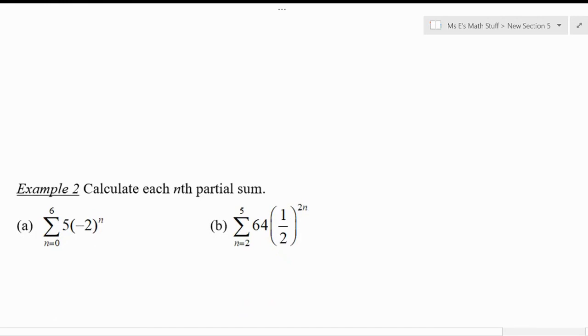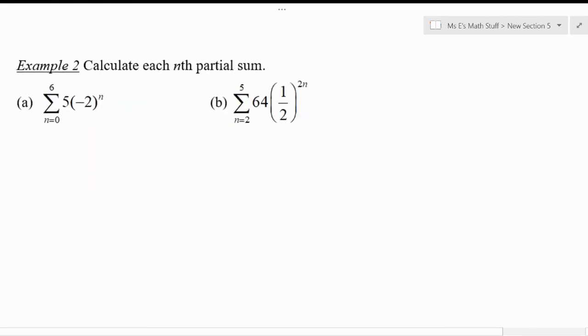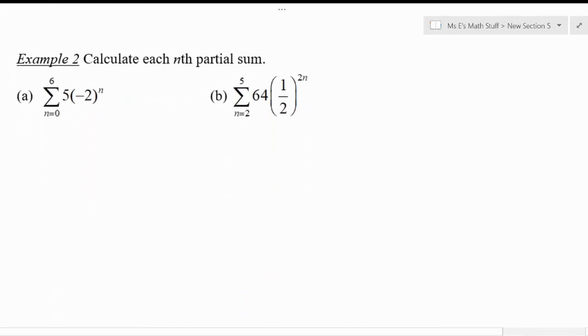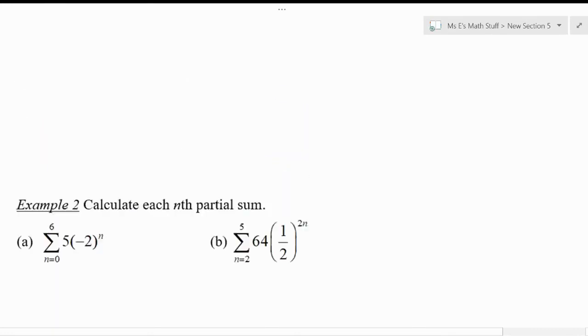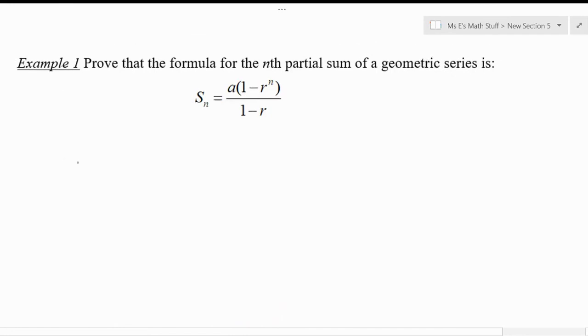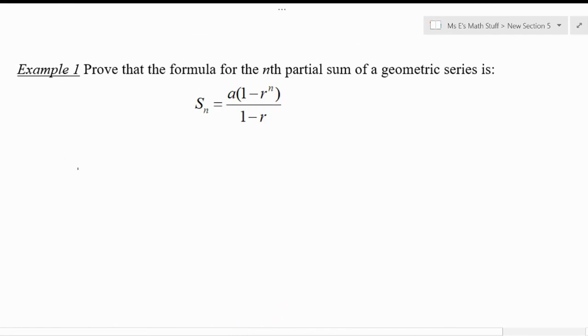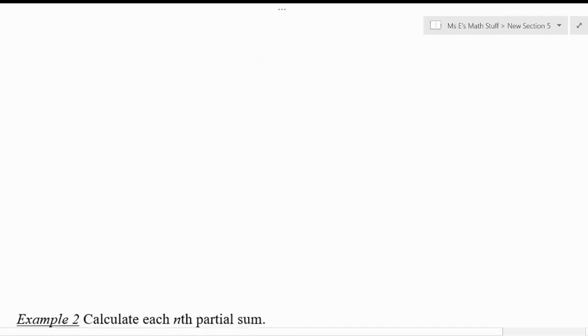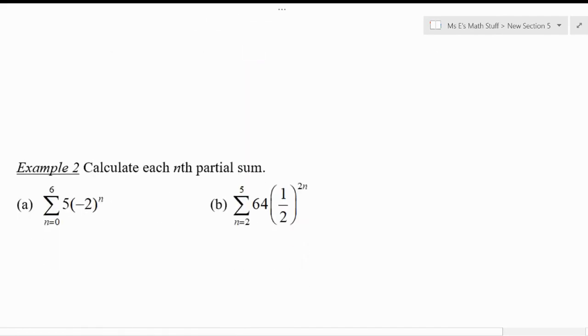Actually, we end up practicing using it again on the warm-ups, just to show you that you do get the same answer. So anyway, let's do this a little out of order, actually. Let's do the proof last. So let's change this to example 2. And then let's do example 1 here.